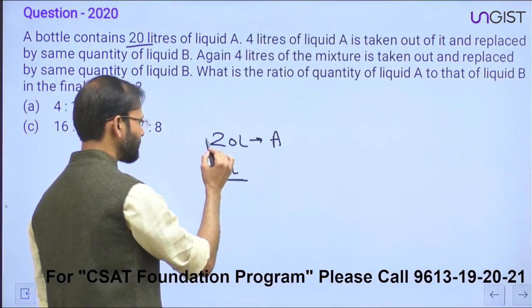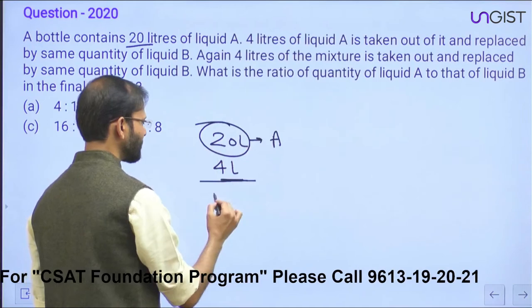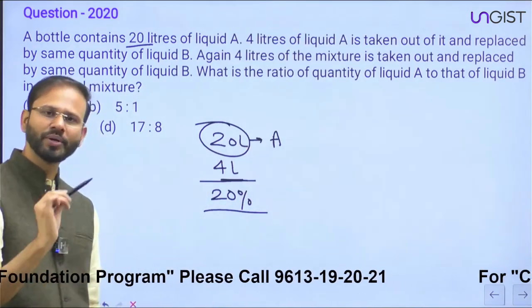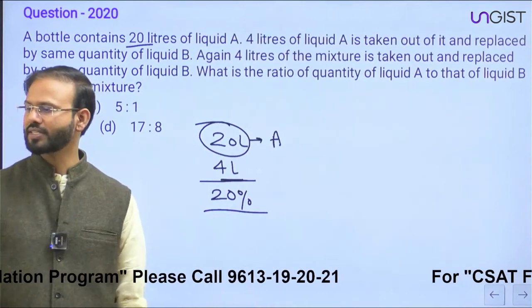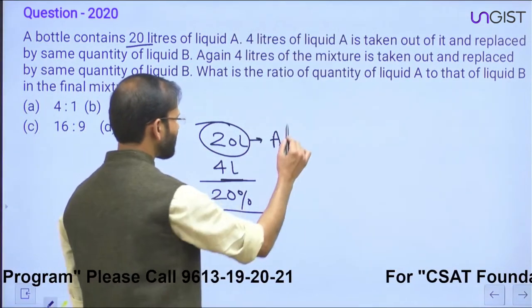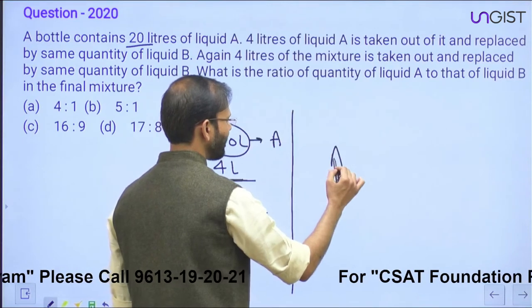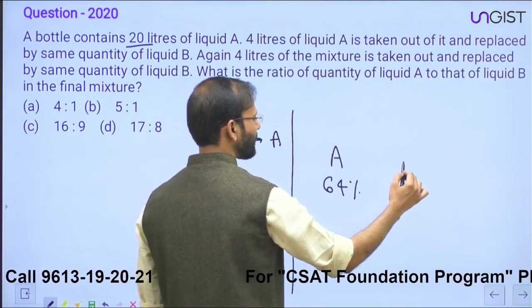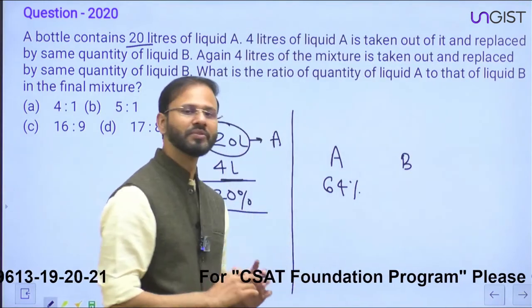So here, 4 liters is what with respect to 20 liters? This is actually 20%, right? So there are two successive decrements of 20% and 20%. Guys, clear? So obviously after two successive decrements, A will be left as 64% of its original value, right? And obviously you are replacing it all the time with B.